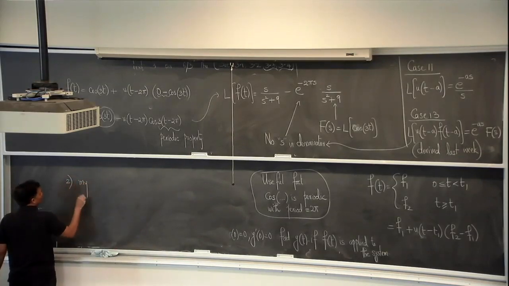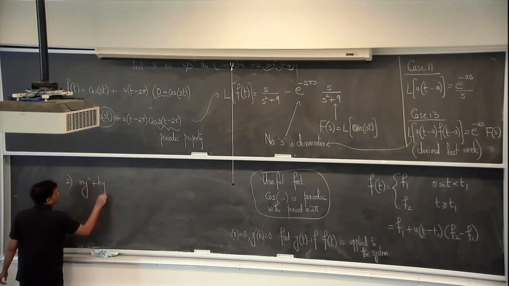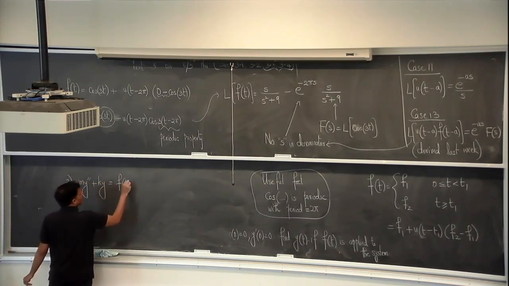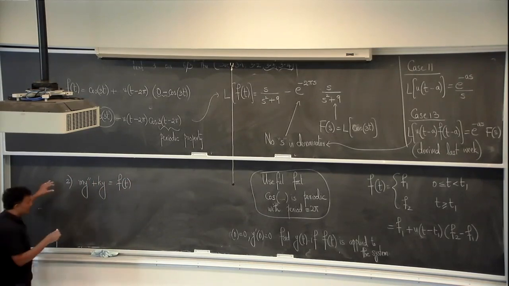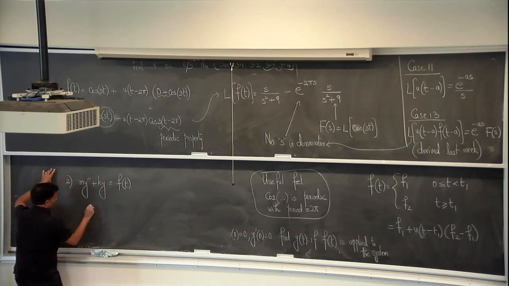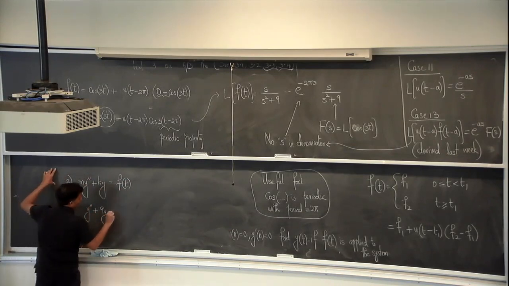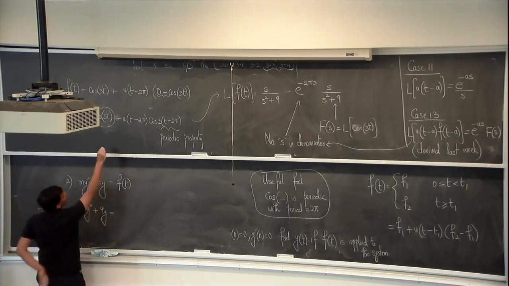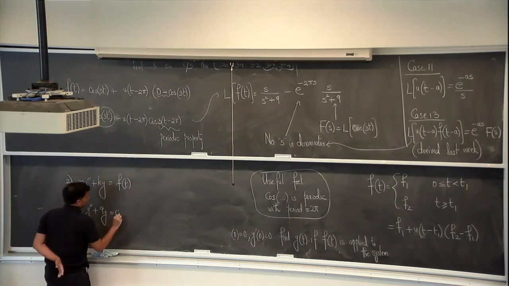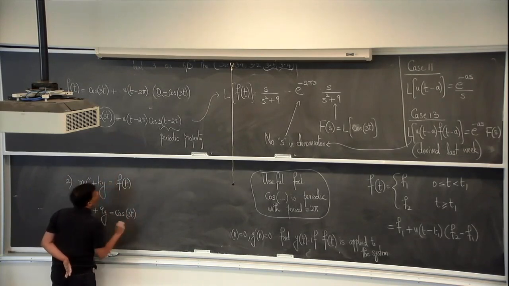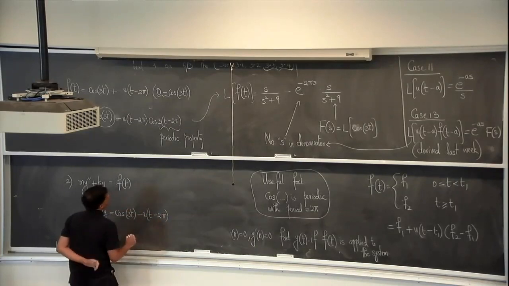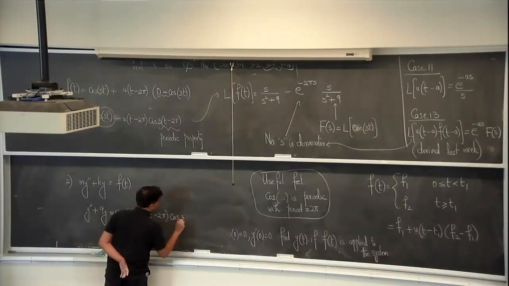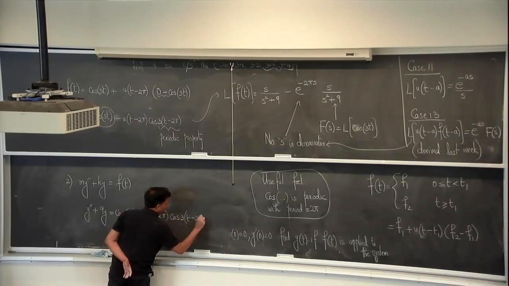So m y double prime plus k times y equal to f of t. Now that we wrote f of t in terms of the step function, we could just make use of that and write it as a single line expression. So this is y double prime plus 9y equal to cosine of 3t minus u of t minus 2 pi cosine of 3t minus 2 pi.